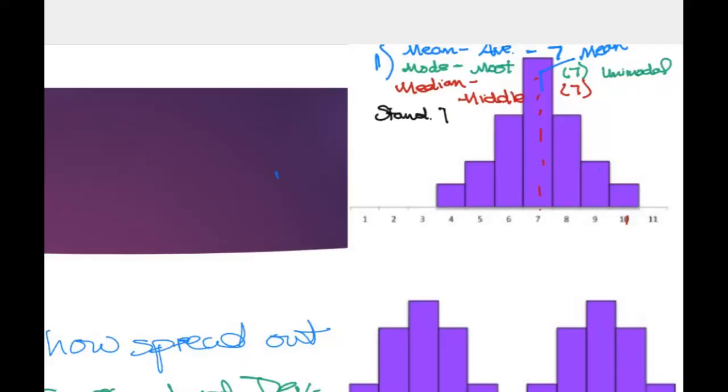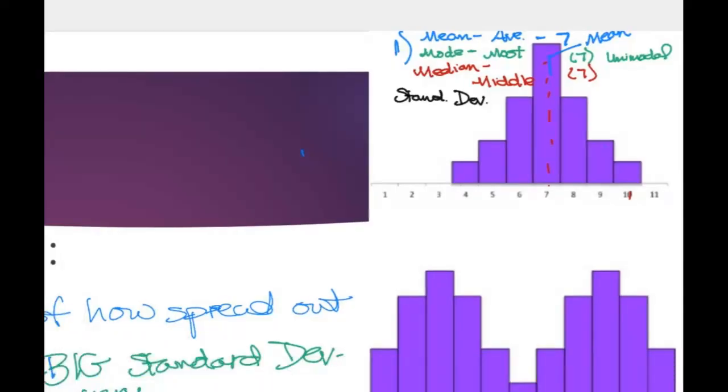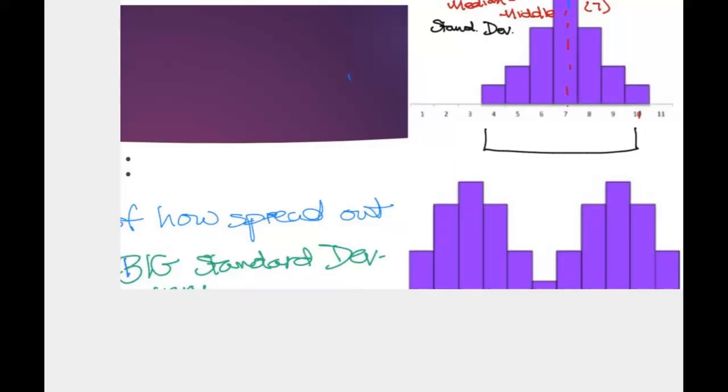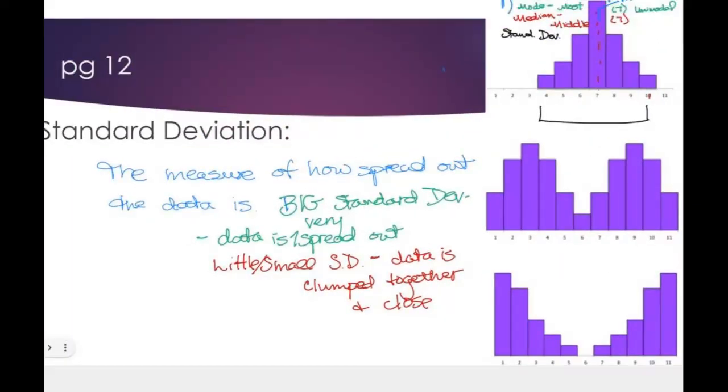How spread out is your data? Well, this goes from 4, because this histogram takes care of all of 4, to 10. Okay? 4 to 10. As you look at these other graphs, does that have the smallest standard deviation compared to these two? Does it have the largest? Or is it the one in the middle?